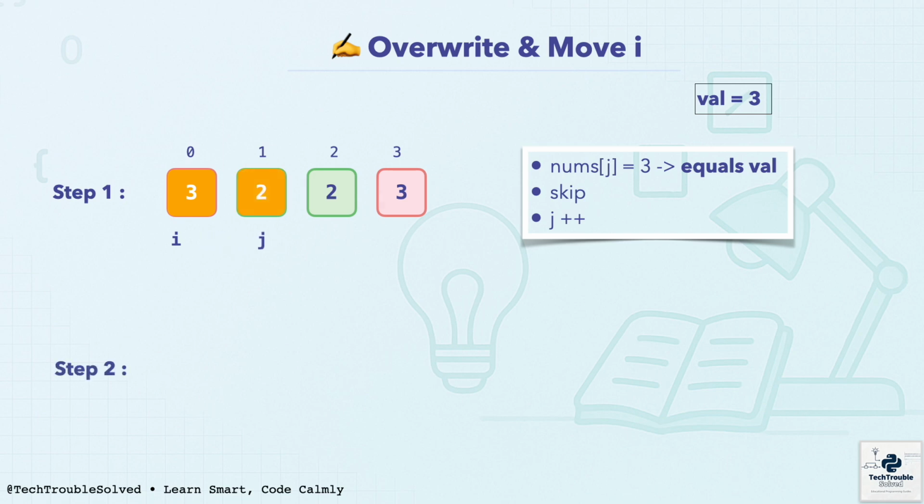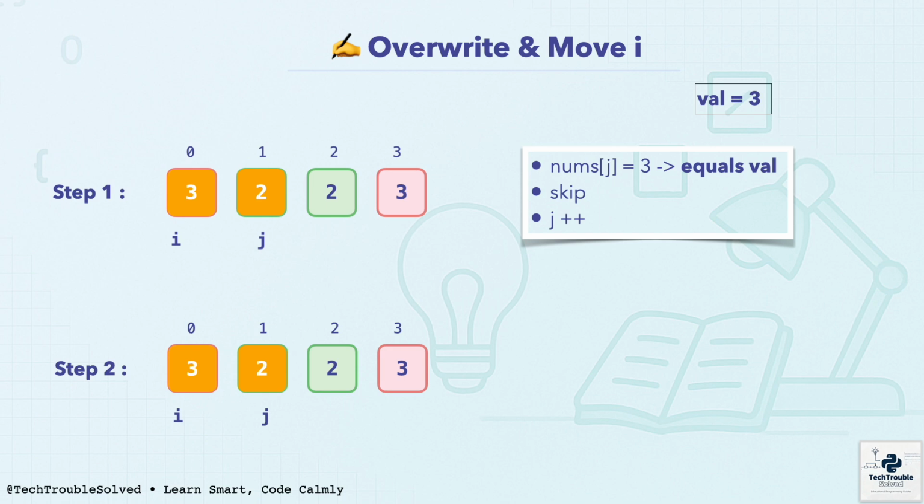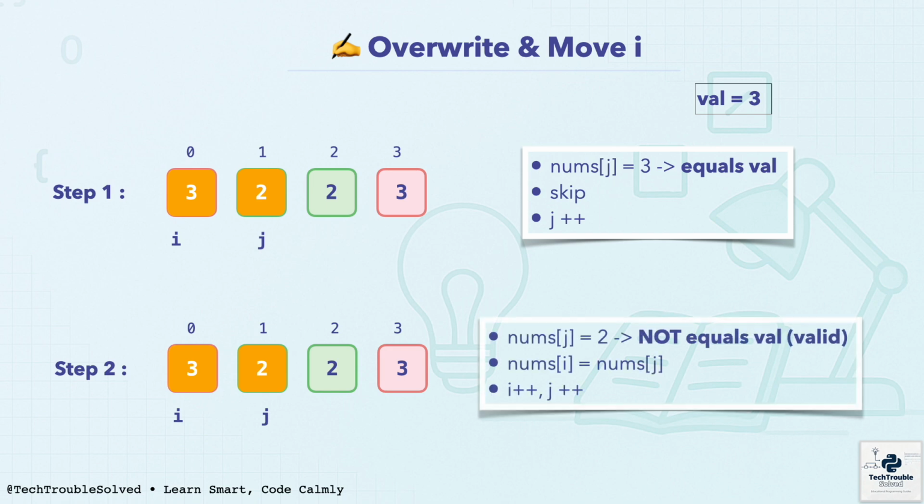Now pointer j points to the next element, which is 2. This value is not equal to val, so this is a value we want to keep. We now copy the value at pointer j into the position pointed to by i. This overwrite happens inside the same array. No extra space is used.